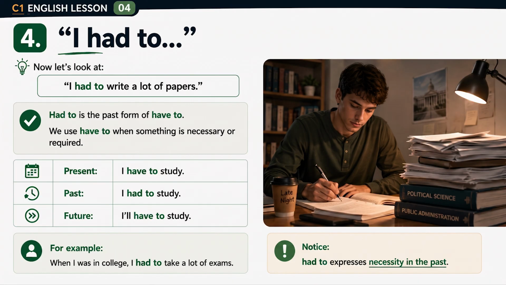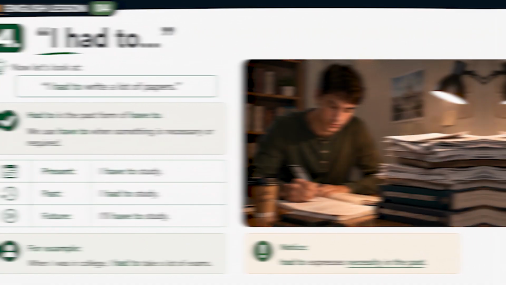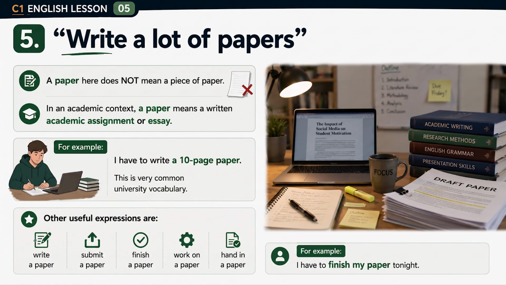For example, when I was in college, I had to take a lot of exams. Notice that "had to" expresses necessity in the past. Then, write a lot of papers. A paper here does not mean a piece of paper. In an academic context, a paper means a written academic assignment or essay. So, it's used for the assignment. Pay attention. For example, I have to write a 10-page paper. It's a 10-page assignment or essay.